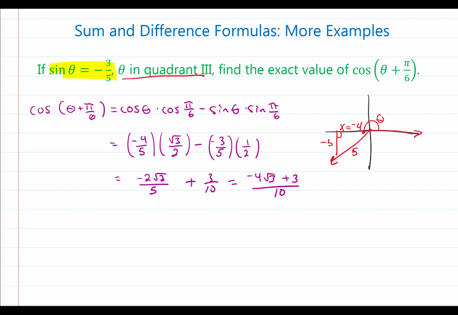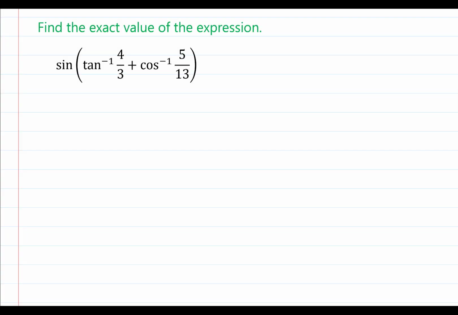over 10. In our next example, we are being asked to find the exact value of sine of the inverse tangent of 4/3 plus inverse cosine of 5/13. What I'm going to do here is start with the inside of the sine function. So in other words, I'm starting with the inverse tangent of 4/3. So I am going to set inverse tangent of 4/3 equal to some angle, and I'm going to use alpha to represent that unknown angle.